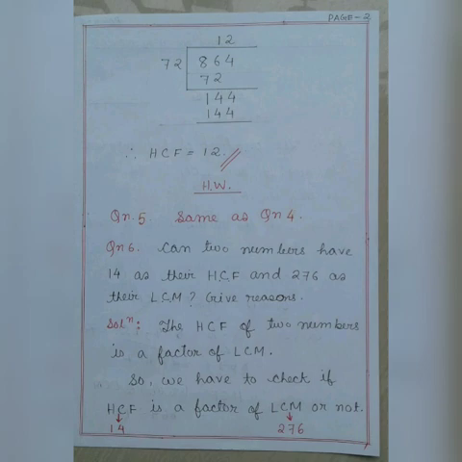Now let us check with question number 6. Can two numbers have 14 as their HCF and 276 as their LCM? Give reasons. From the properties of HCF and LCM, we know that the HCF of two numbers is a factor of LCM. So we have to check if HCF 14 is a factor of LCM 276 or not.